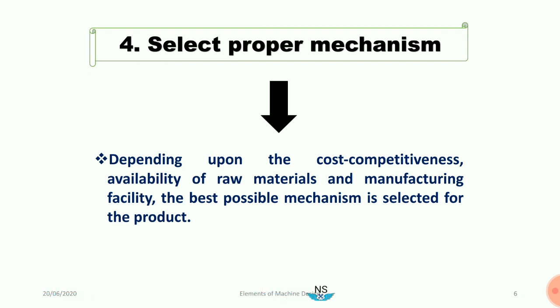So according to cost, availability of raw material, and whether the mechanism is manufacturable, these points are to be noted for the selection of the proper mechanism. According to that study, the best possible mechanism is selected for the product.